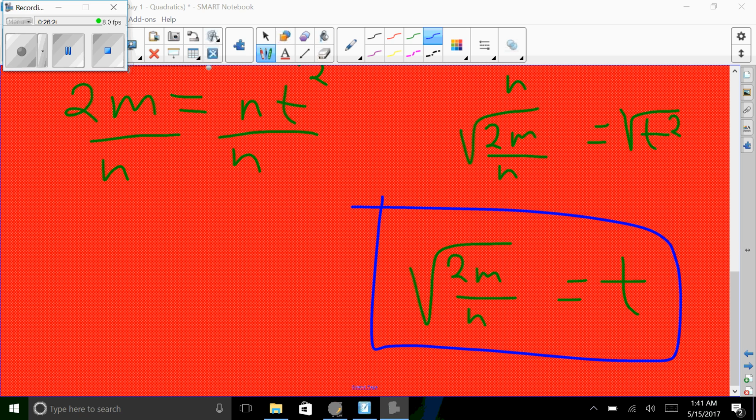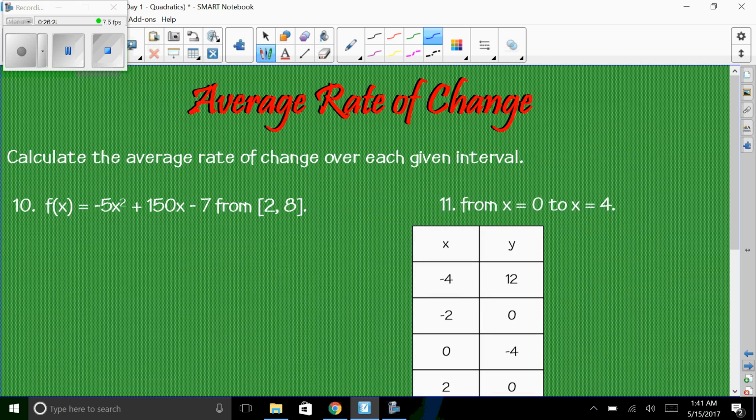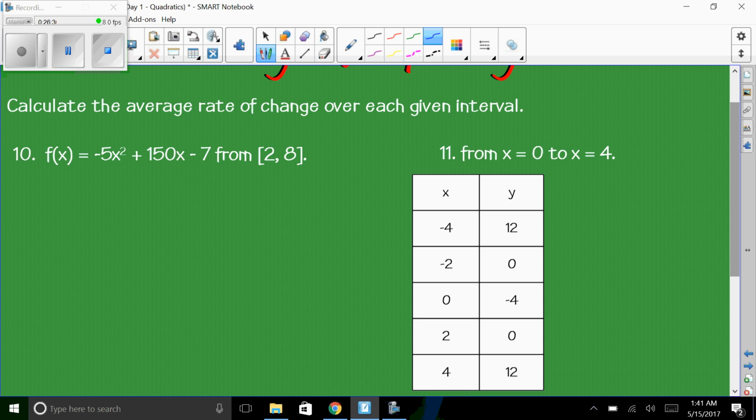Alright, let's move on to the next problem. We are on number 10 now. Calculate the average rate of change over the given interval. With these problems, the interval's from 2 to 8. So what they want you to do when they're giving you an equation or a t-chart or a graph is know what the y value is going to be when you plug in a 2 or when you plug in an 8 for x.